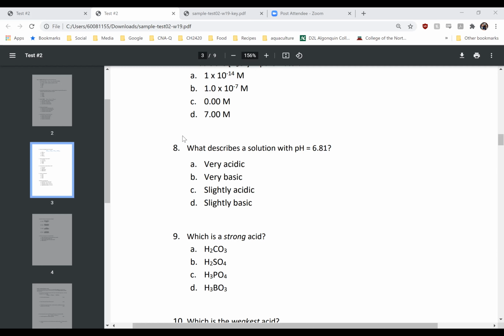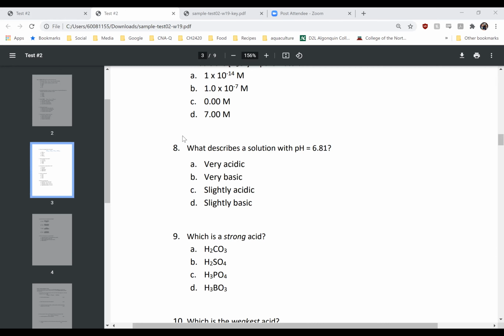Again, this is totally subjective, but the number is so close to 7. That's the key here. Something that's very acidic would be around a pH of 0, 1, 2. I'm going to go on the extremes here, so I'm going to say very acidic is pH 0, 1, or 2. Very basic would be like pH 12, 13, 14.